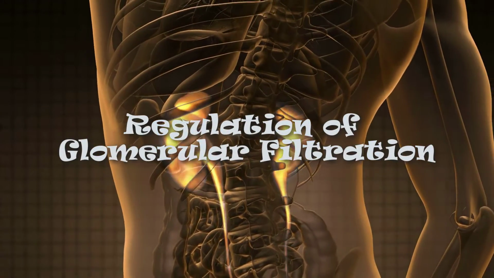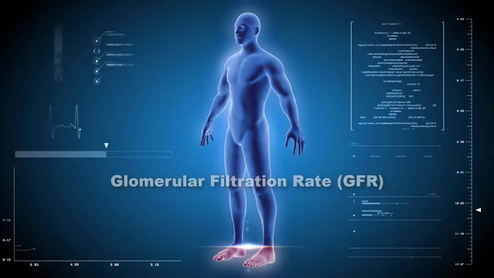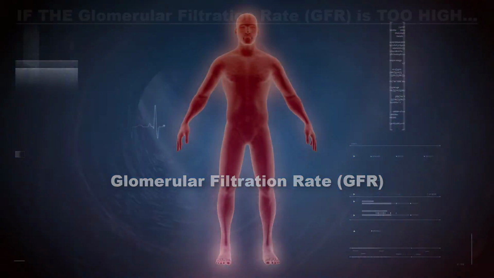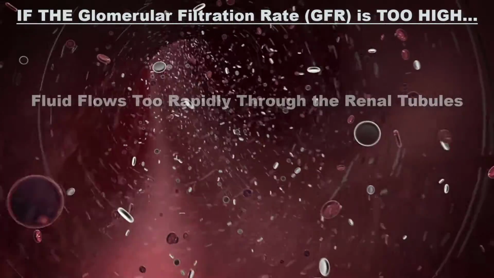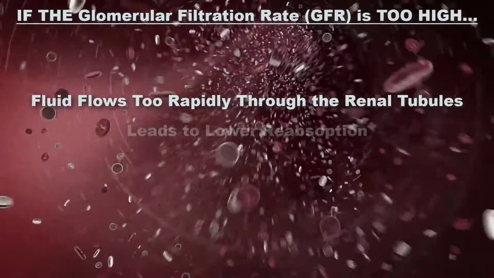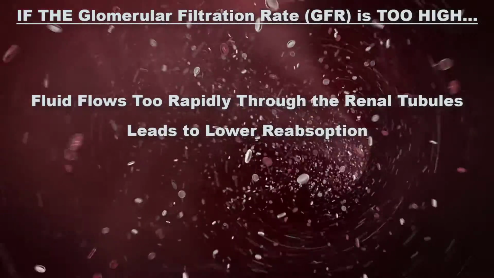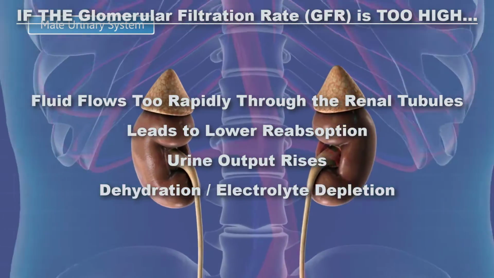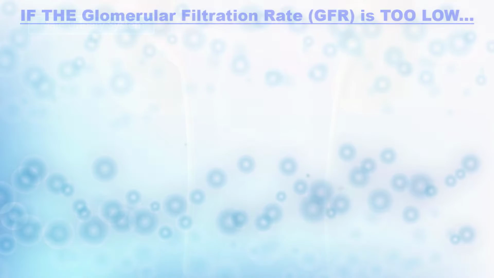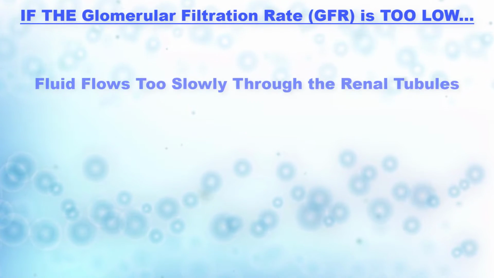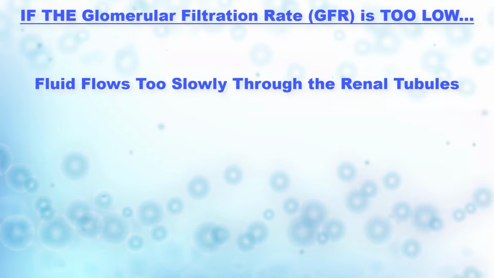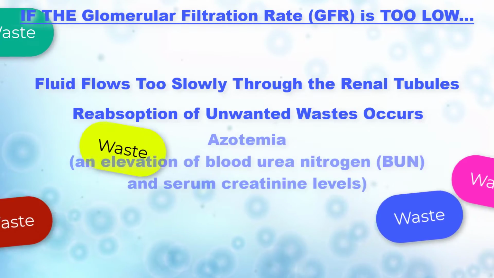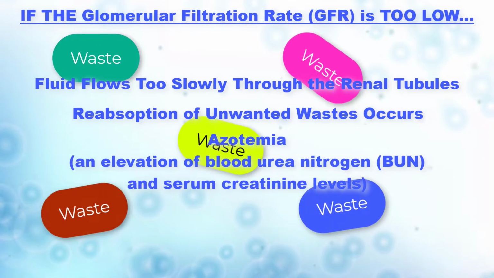Regulation of glomerular filtration. The glomerular filtration rate, or GFR, must be precisely controlled. If it's too high, fluid flows through the renal tubules too rapidly for them to reabsorb the usual amount of water and solutes. Urine output rises and creates a threat of dehydration and electrolyte depletion. If the glomerular filtration rate is too low, fluid flows sluggishly through the tubules. They reabsorb wastes that should be eliminated in the urine, and a condition known as azotemia may occur.